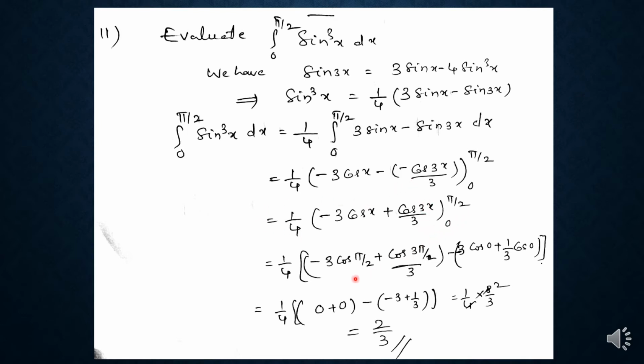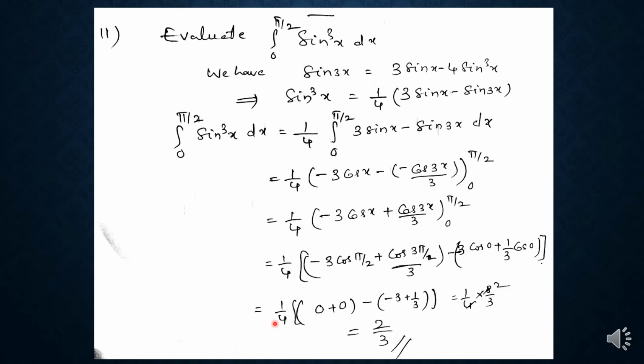1 by 4 into minus 3 cos, put x is equal to pi by 2: minus 3 cos pi by 2 plus cos 3 pi by 2 by 3, minus of, putting x is equal to 0, that becomes minus 3 into cos 0 plus cos of 3x, cos 0 by 3.